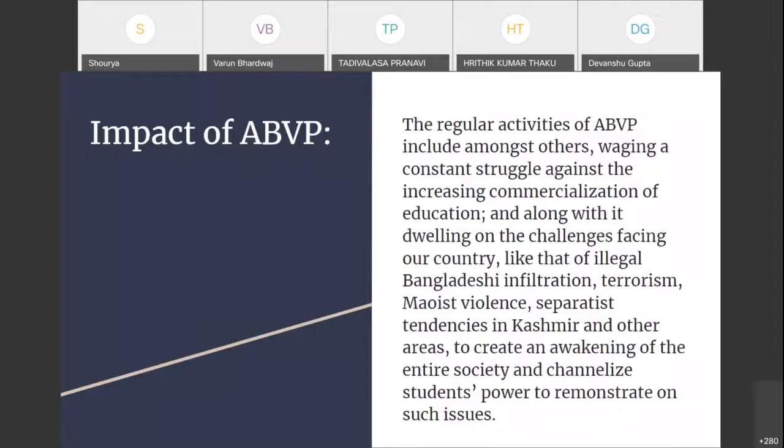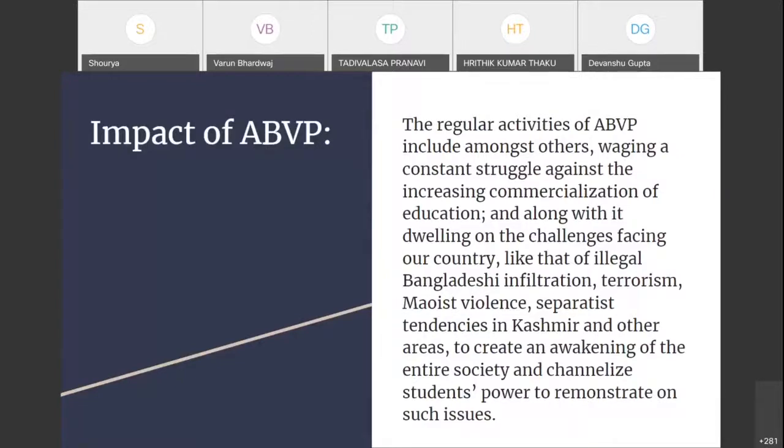And let's talk about the impact that ABVP has brought. ABVP activists engage in constant struggle against increasing commercialization of education, and they also dwell on challenges faced by our country, like illegal Bangladeshi immigrants, terrorism, Maoist violence, separatist tendencies in Kashmir, and many other issues like that. And they also create an awakening of the entire society to channelize students' power to demonstrate on such issues. This is what their ideology is based on.